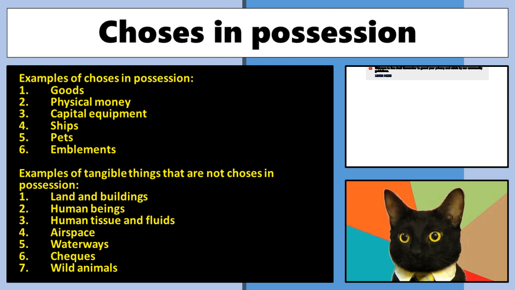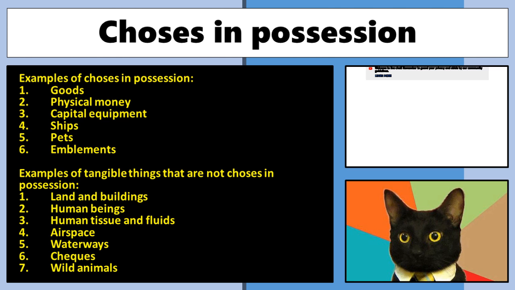Emblements, things that are crops from land, so things that are grown on land, are choses in possession. They're things that are capable of being owned. Tangible things capable of being owned. There are, however, tangible things that are not choses in possession. Emblements is stuff like crops or fruit on land, but it's been cultivated in some way, or it is capable of being cultivated, and it's controlled in some way.